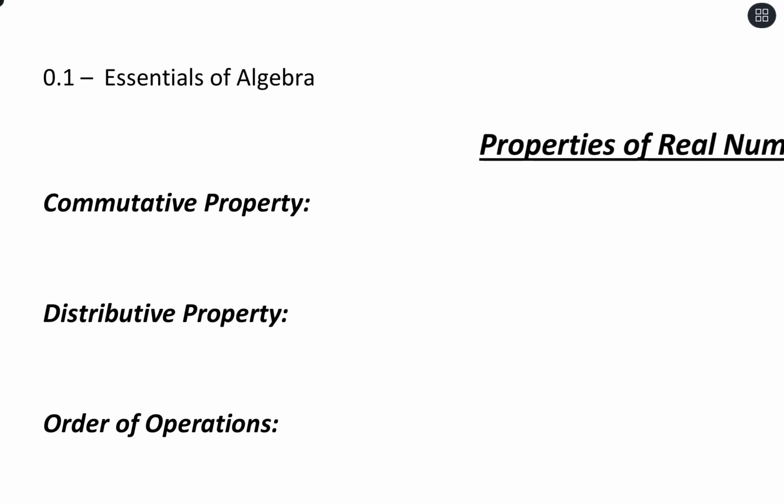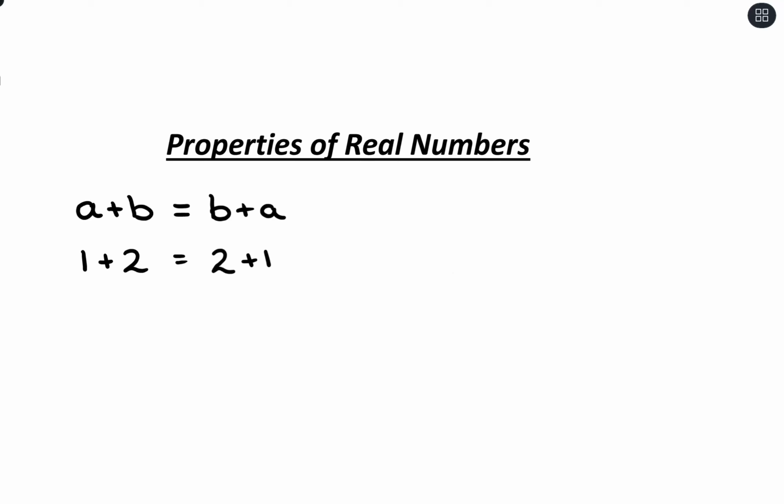The commutative property works with addition and multiplication, and it lets us rearrange the values. For addition, a plus b is the same exact thing as b plus a. So if I've written down 1 plus 2, I could rewrite it as 2 plus 1. Both of those are equal to 3. It also shows up with multiplication. a times b is the same thing as b times a. So 2 times 3, which is 6, is the same thing as 3 times 2.